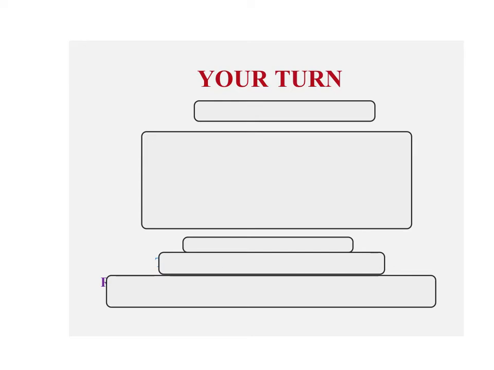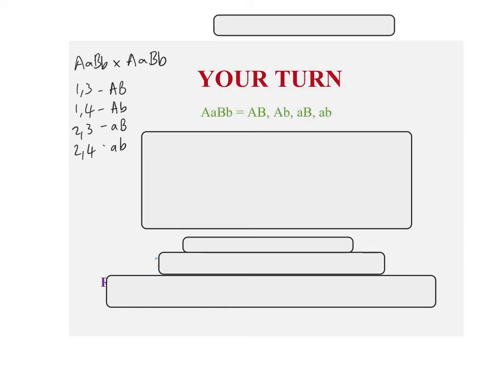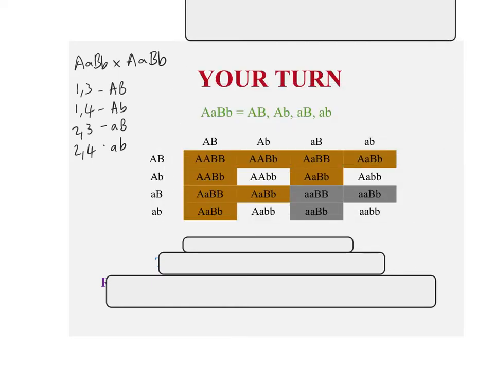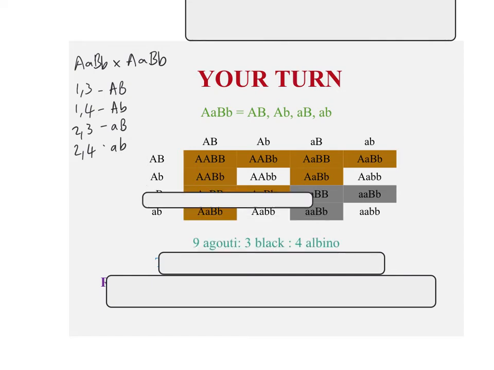So for this example, we're crossing two parents that are heterozygous for both of those genes. And as you can see, we're going to be using the 1, 3, 1, 4, 2, 3, 2, 4 examples. So 1, 3 is big A, big B, 1, 4, big A, little b, 2, 3, little a, big B, and 2, 4, little a, little b. Both of those parents have those potential gametes, which means that we are going to end up with a 4x4 Punnett square, and your offspring ratio, your phenotypic ratio, is 9 agouti to 3 black to 4 albino.